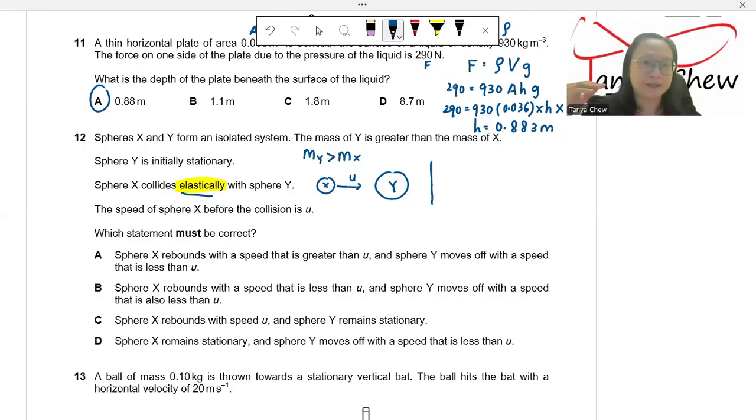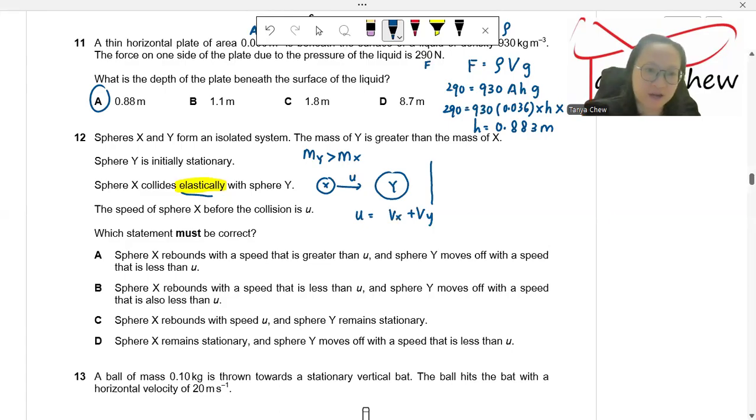Since the total kinetic energy is constant and the total momentum is also constant, we can derive that the relative speed of approaching equals the relative speed of separation. In this case, the relative speed of approaching is the speed of X, which is u. And the relative speed of separation must be, because they say that Y is moving, we assume that Y is moving, so it is Vx plus Vy.